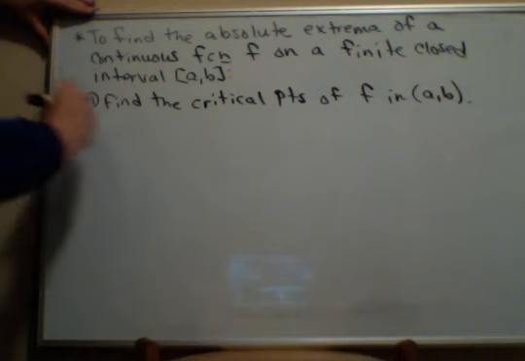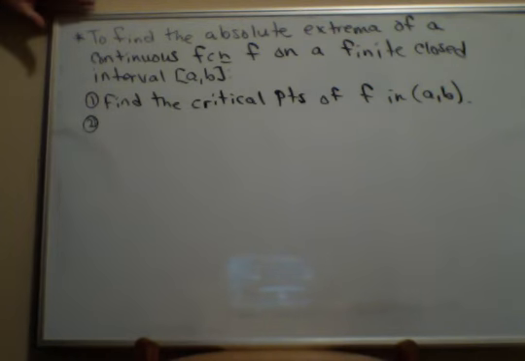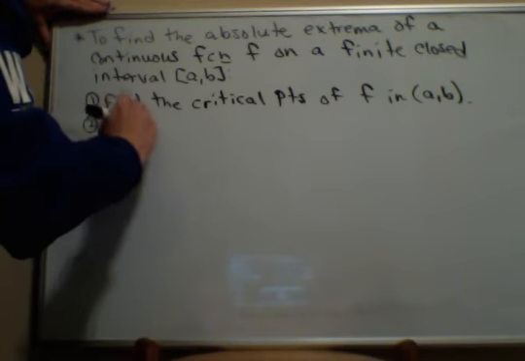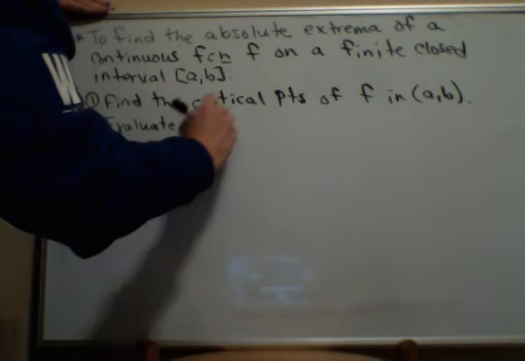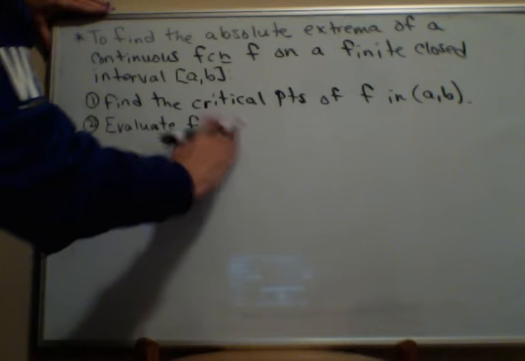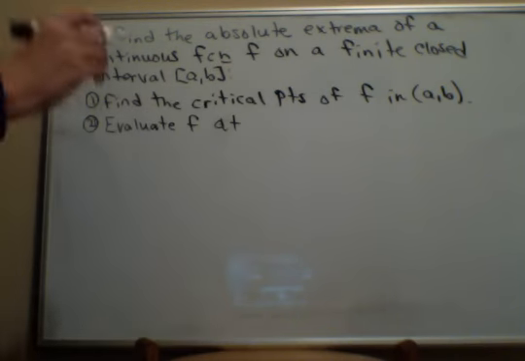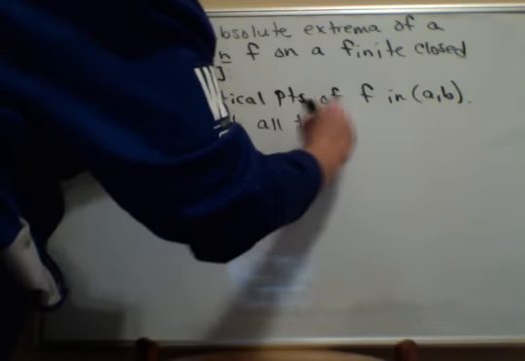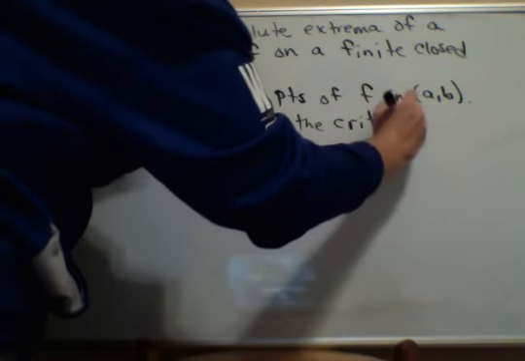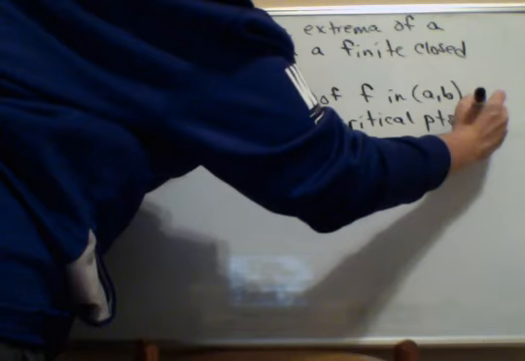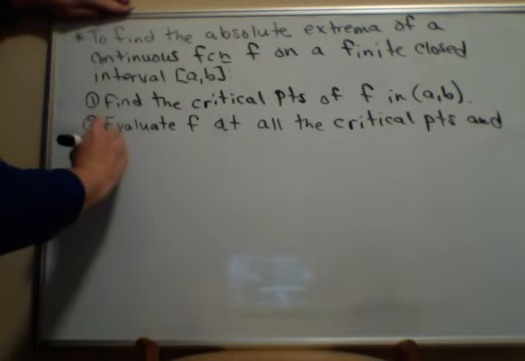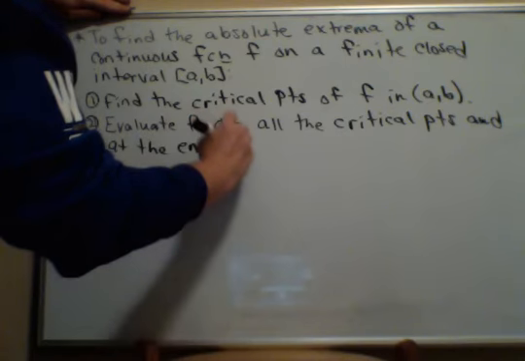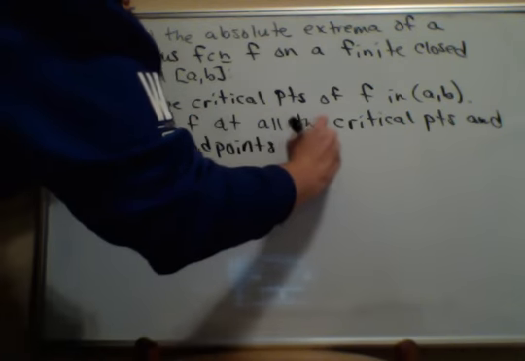which again is where we might find absolute max or mins on an interval. Okay. Second, we're going to evaluate f at all the critical points and at the endpoints, A and B.